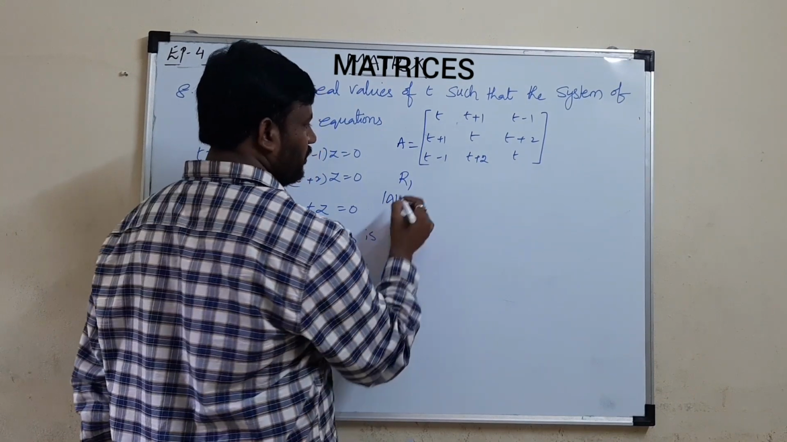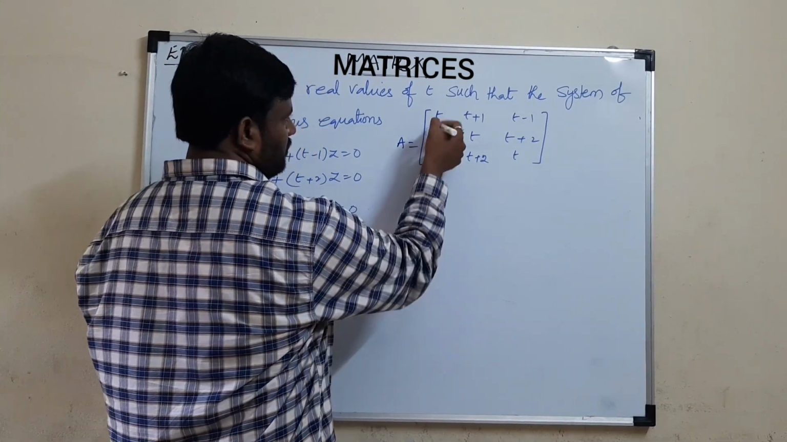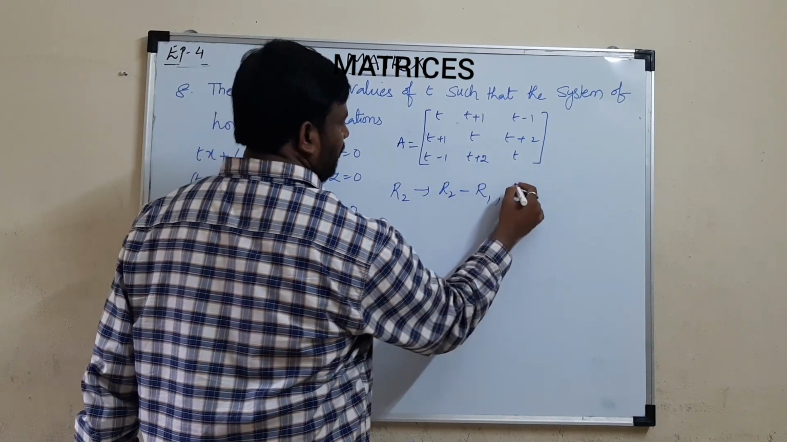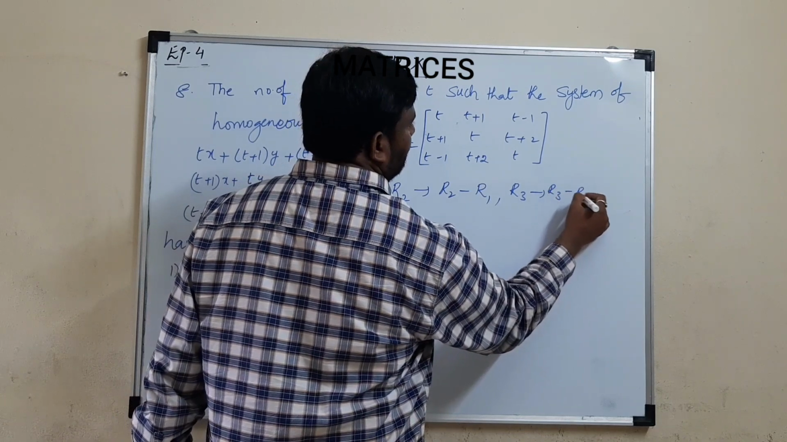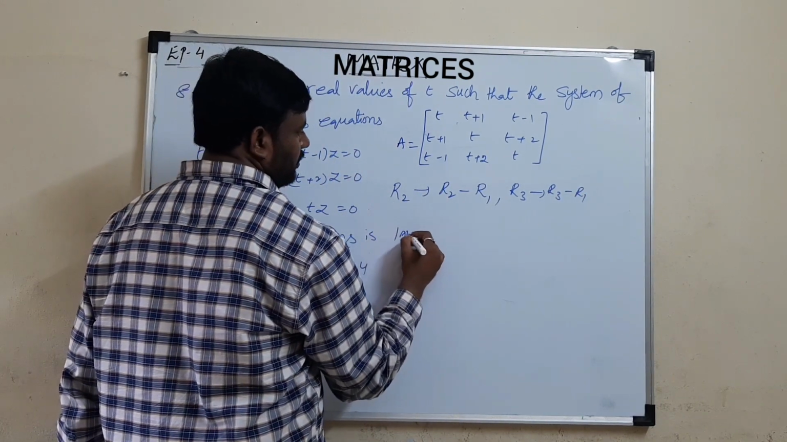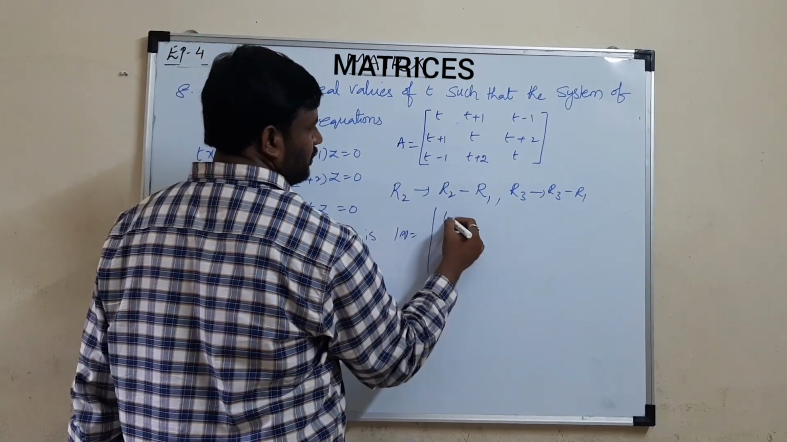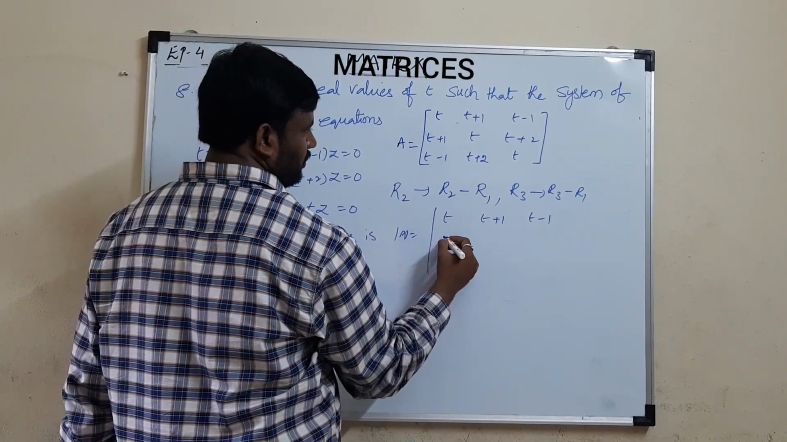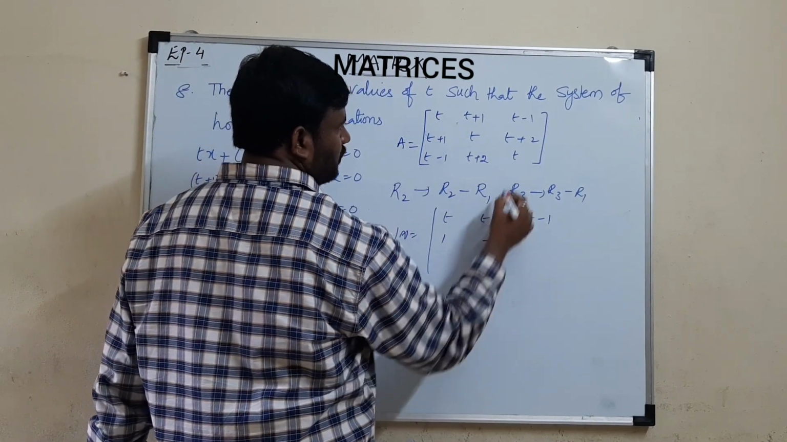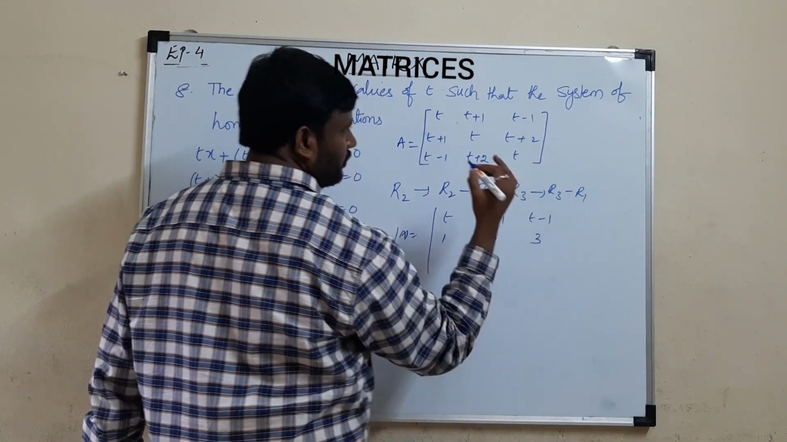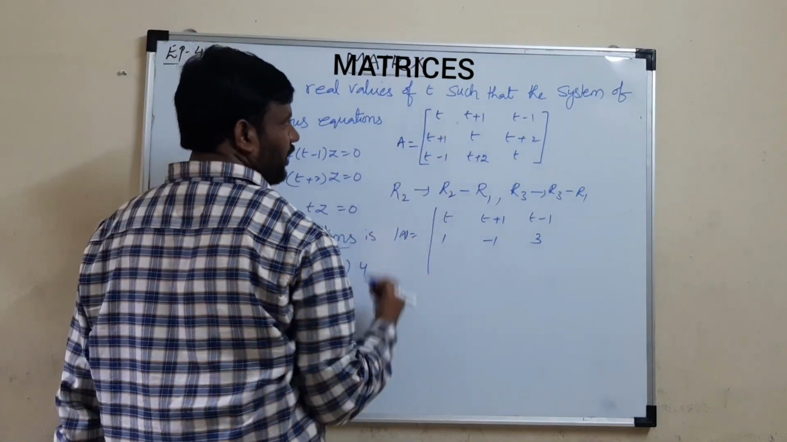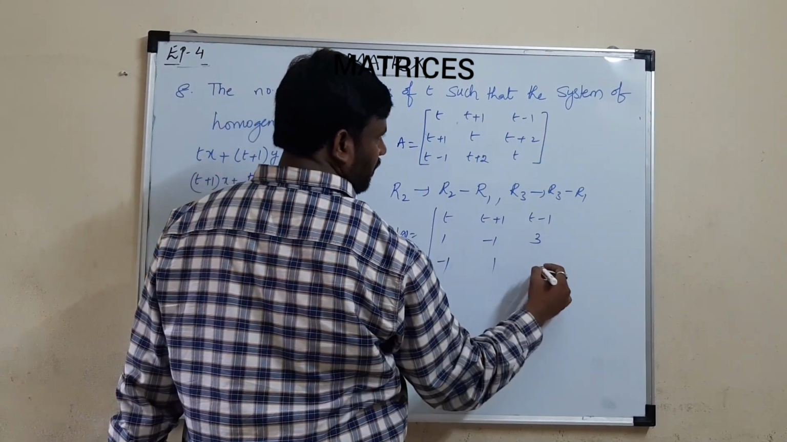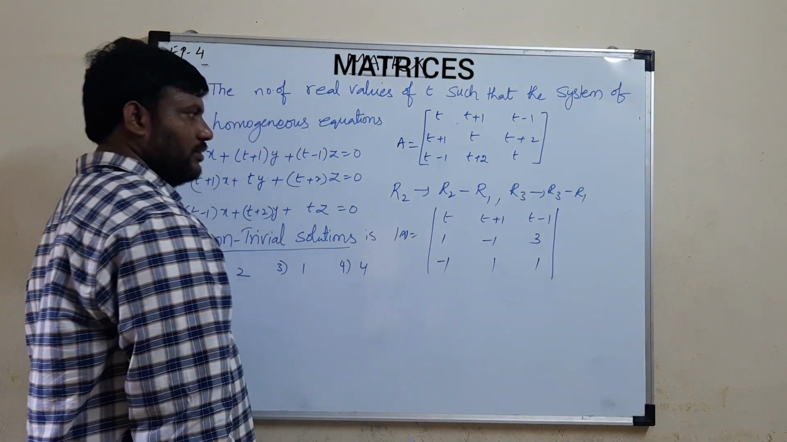So suppose I change R2, because this T should be cancelled. Try to eliminate the most T values: R2 minus R1, and similarly R3 minus R1. R1 is not changing. In R2 minus R1, T will be cancelled, you get 1, you get minus 1, T will cancel. T minus 1 minus T cancels, 2 minus 1 is 1, so we get plus 1. Now we get like this.